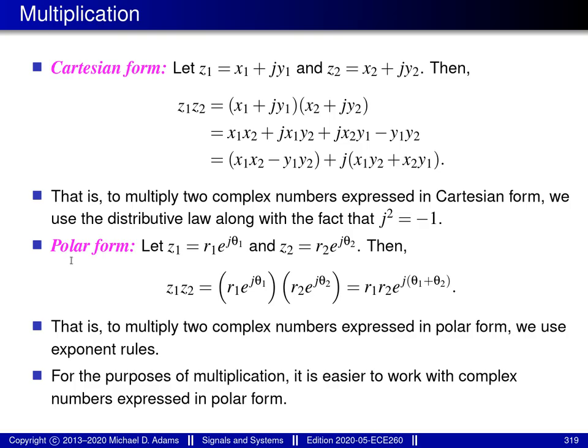On the other hand, if the complex number is expressed in polar form, for example in the form of what's shown here for z1 and z2, the way we multiply the complex numbers is we simply multiply the magnitudes of the two complex numbers to get the magnitude of the result, and we add the arguments of the complex numbers to get the argument of the result. So the takeaway from this slide is if we're multiplying complex numbers, we prefer to have them expressed in polar form rather than Cartesian form.